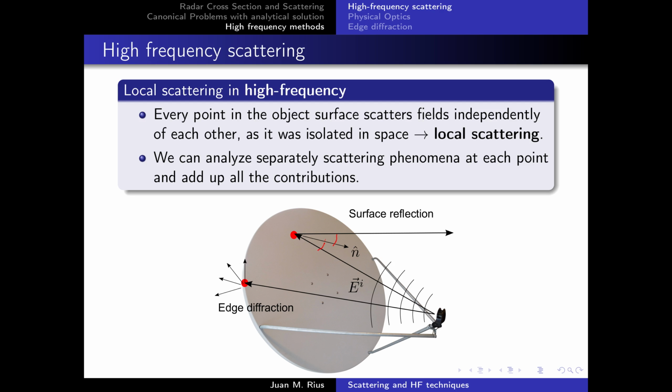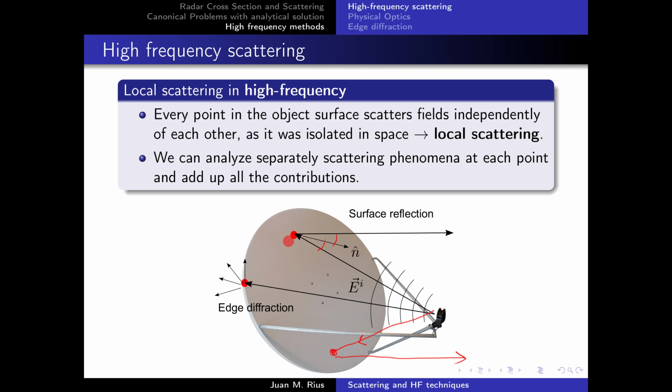So according to this Snell law, we have surface reflection, and all points reflect the field in the same way. So if we have another reflection point here, it reflects the field in the same way. The reflection at one point depends only on the incident field and on the local geometry of the surface at that point. And there are many different scattering phenomena.